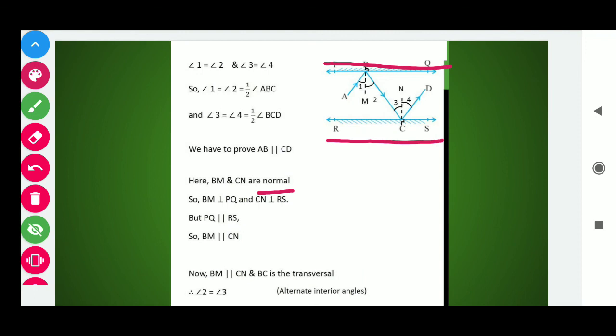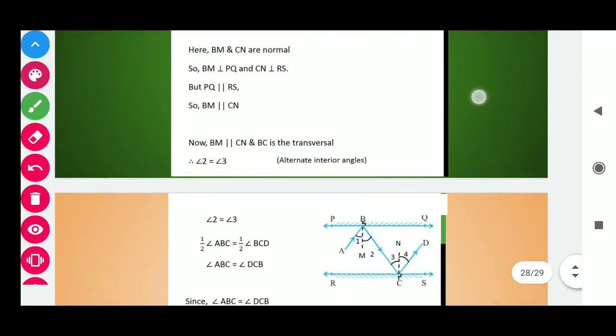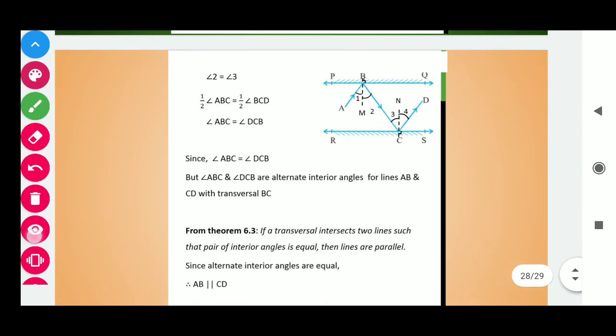But PQ is parallel to RS. You can see here these two lines are parallel and these are perpendicular. So BM is parallel to CN and BC is a transversal. So angle 2 is equal to angle 3. Students, here you can see BM and CN both lines are parallel, and BC is a transversal. You can see that this is the transversal. Now you can rotate the diagram. In this way we get angle 2 is equal to angle 3 because these two angles are alternate interior angles. So students, in this way angle 2 is equal to angle 3.